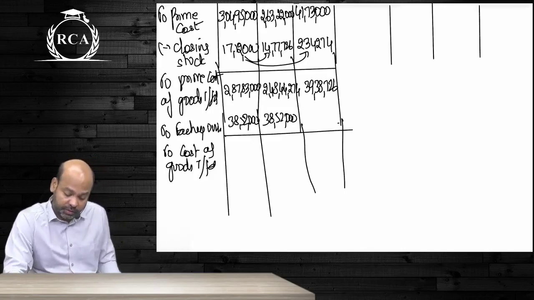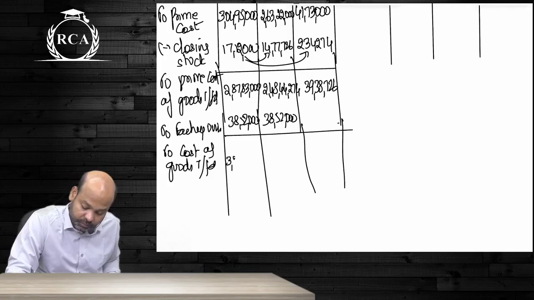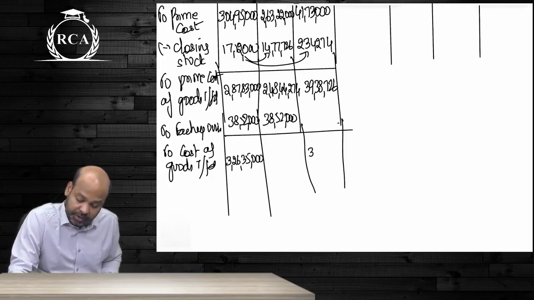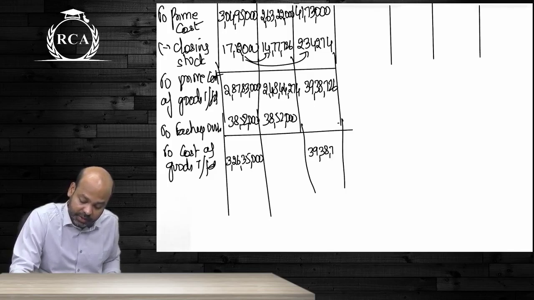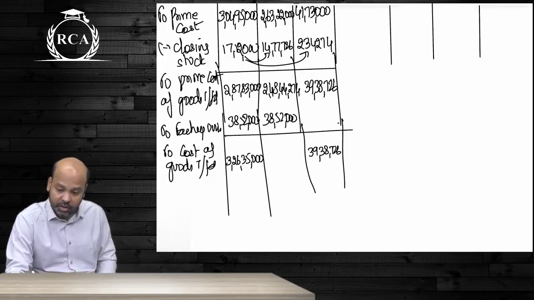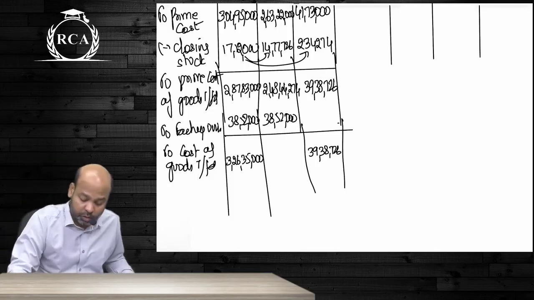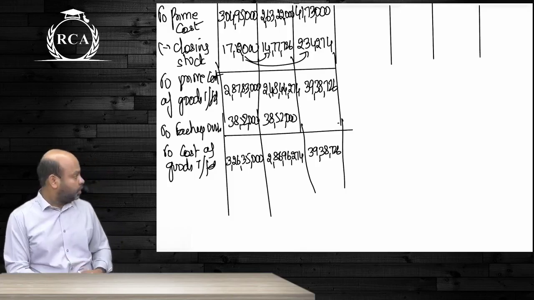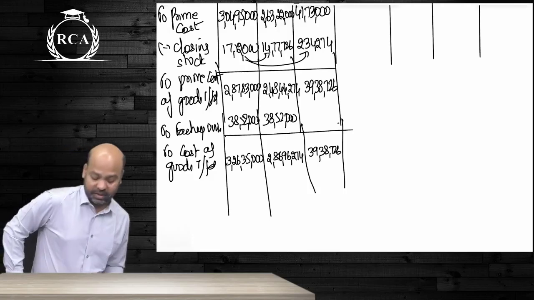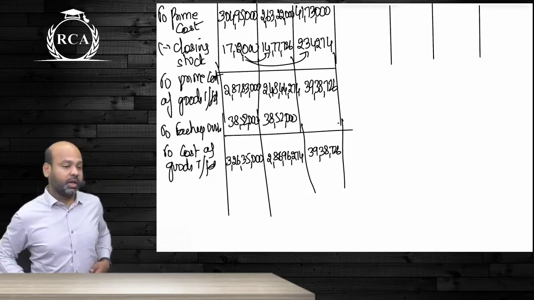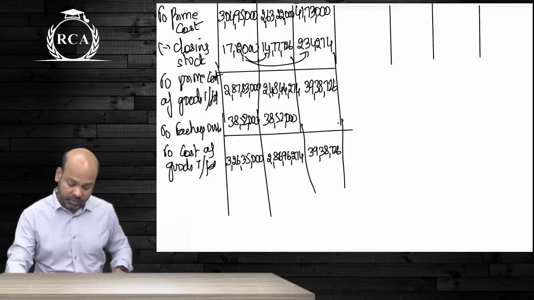3 crores 26 lakhs 35,000. Profit is 39 38 726. Deduct that beta and tell me the cost. 2 crores 86 lakhs 96,274. 2 crores 86 lakhs 96,274, guys, will become the cost of those goods.